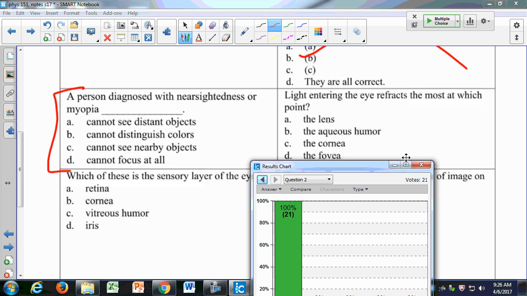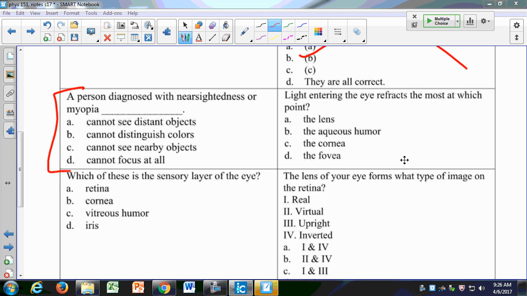Okay, excellent. You cannot see distant objects. Remember, nearsightedness, the near refers to what you can see. Nearsighted people have near sight. They can see things that are up close, but they can't see things that are far away.